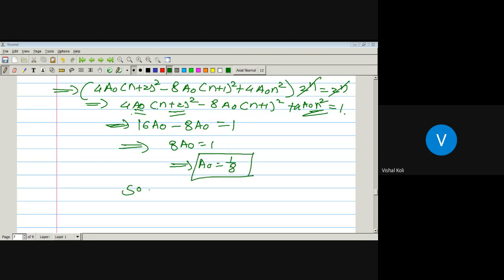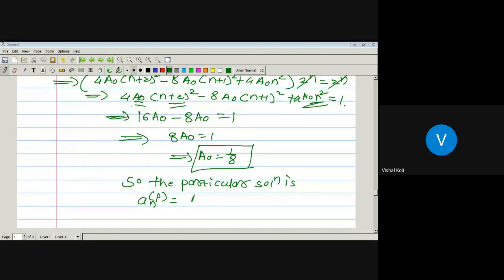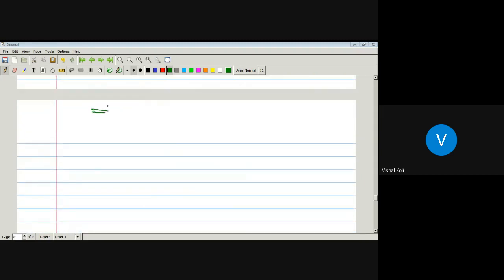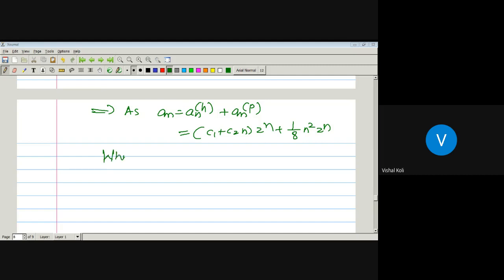So the trial function, that is the particular solution, is an to the power p, which is nothing but a naught, that is 1 by 8 n square 2 raised to n, which implies as an is equal to homogeneous solution plus particular solution. What should be the homogeneous solution here? Homogeneous solution is nothing but c1 plus c2 n into 2 raised to n, plus particular solution is 1 by 8 n square 2 raised to n, and which is the required general solution.